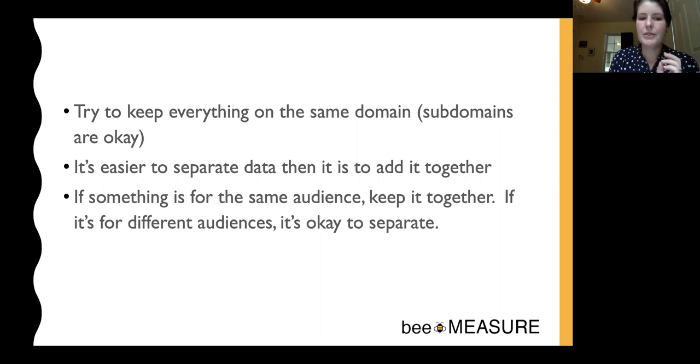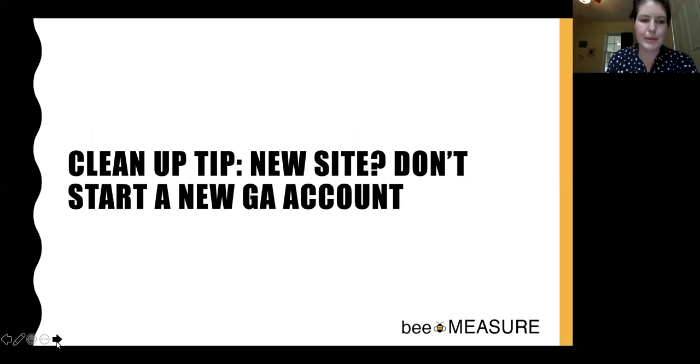And I also say if something is for the same audience, I really try and keep it together. If it's for different audiences, like for the example where there was a patient site and a researcher site, it's okay to make those separate properties because we're not seeing the same people go to those properties. There's not going to be much movement in between the two. So try and combine as much as possible.